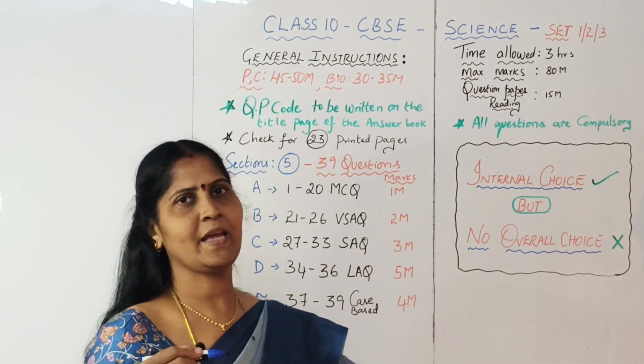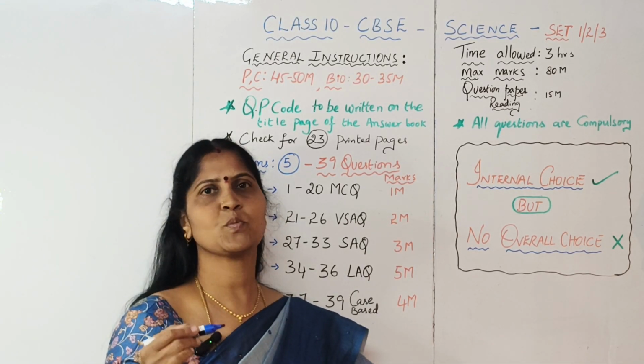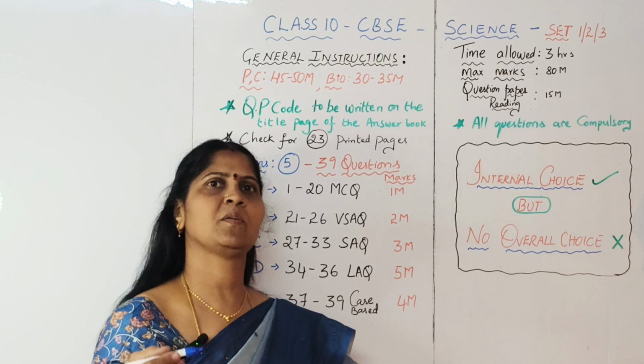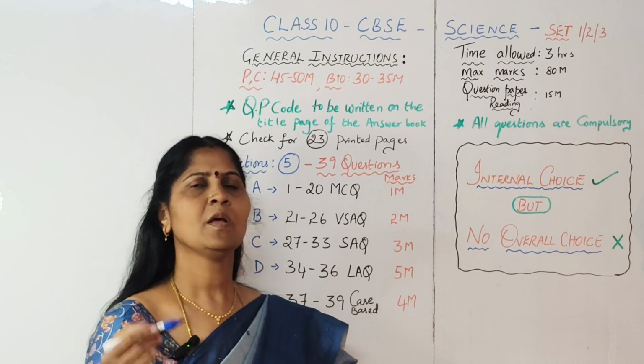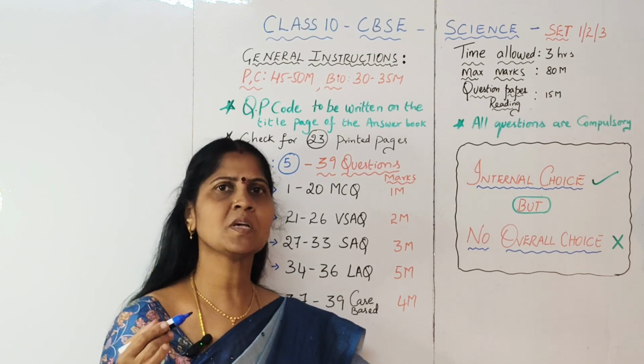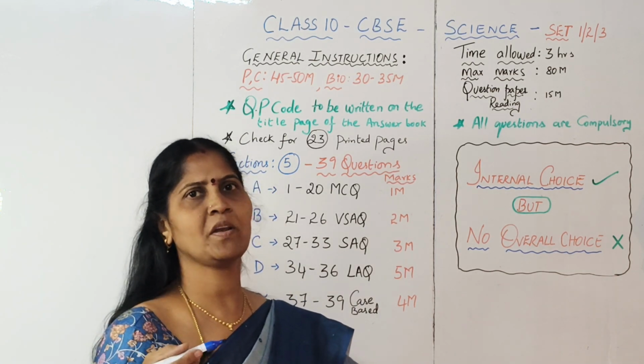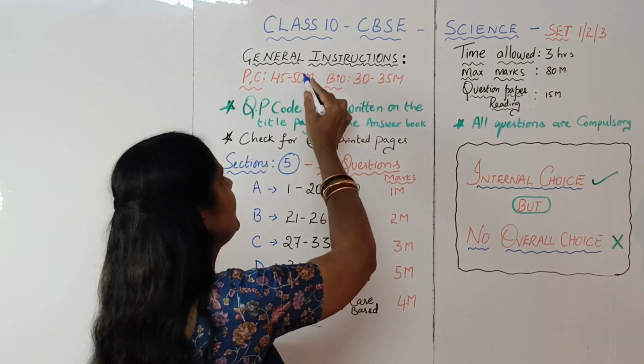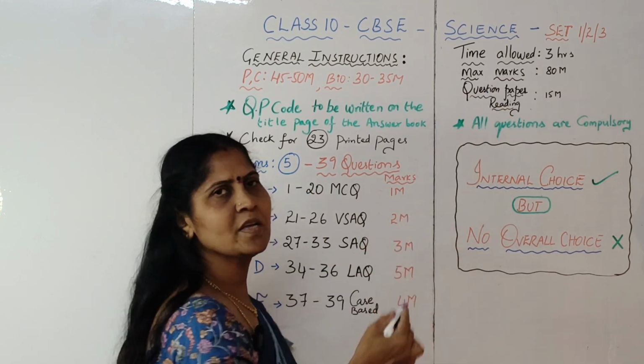Today, I want to explain to my 10th class CBSE students about the general instructions that will be printed on the question paper. So before attempting the questions, first you have to read all the general instructions. So let me explain what these general instructions are. So general instructions, the time allowed is 3 hours.